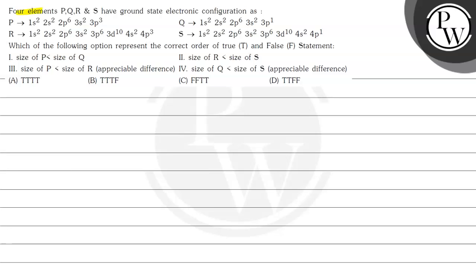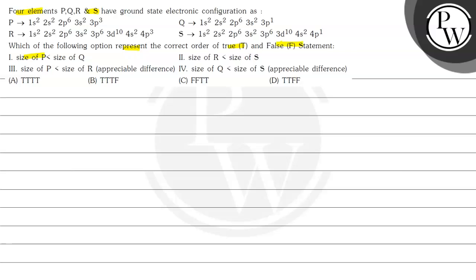Four elements P, Q, R and S have ground state electronic configurations as follows. P: 1s2, 2s2, 2p6, 3s2, 3p3. R: 1s2, 2s2, 2p6, 3s2, 3p6, 3d10, 4s2, 4p3. Q: 1s2, 2s2, 2p6, 3s2, 3p1. S: 1s2, 2s2, 2p6, 3s2, 3p6, 3d10, 4s2, 4p1. Which of the following options represents the correct order of true and false statements?